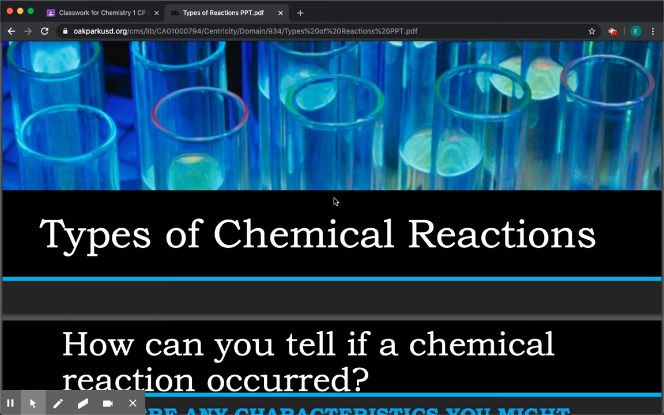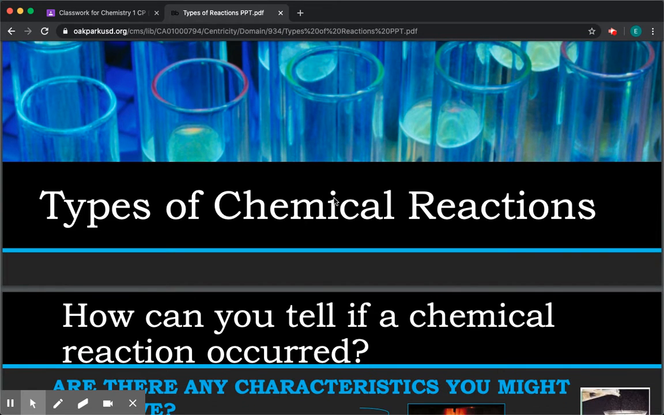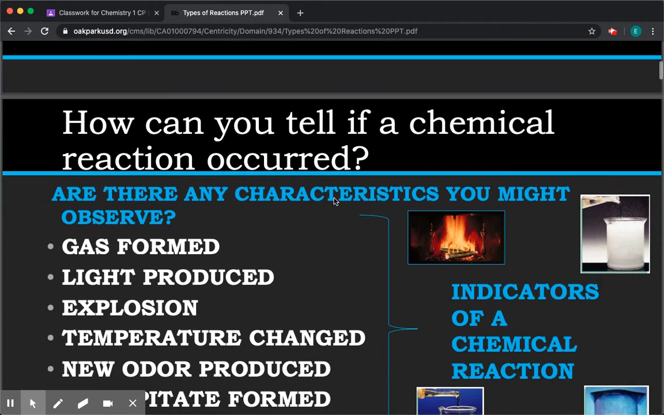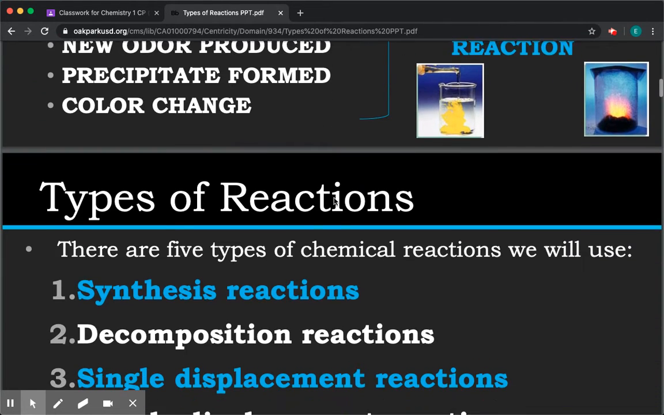I don't like 100% the way they go over the chemical reactions in there. They make it more complicated than it has to be. So I'm going to use this one instead. It focuses on the exact 5 that we're going to go through. Okay.